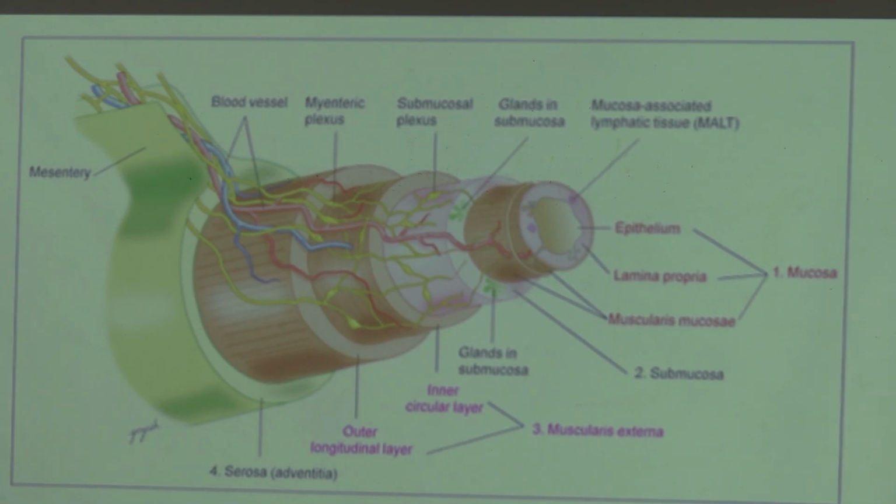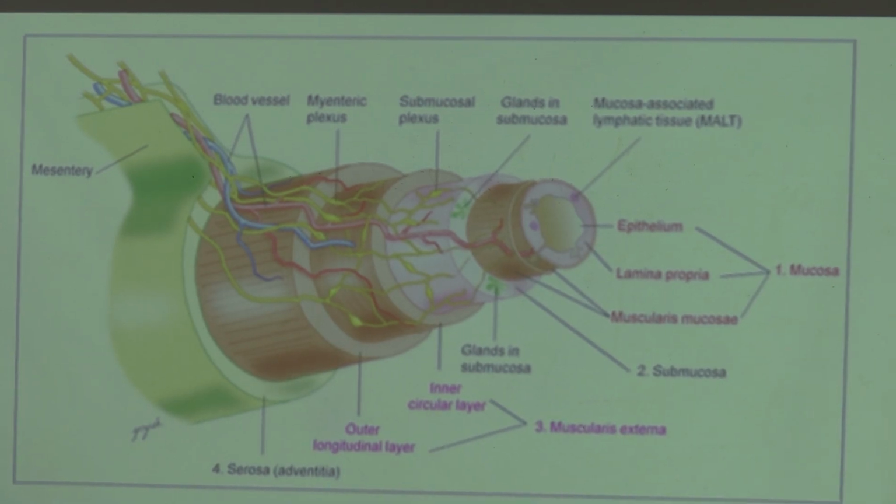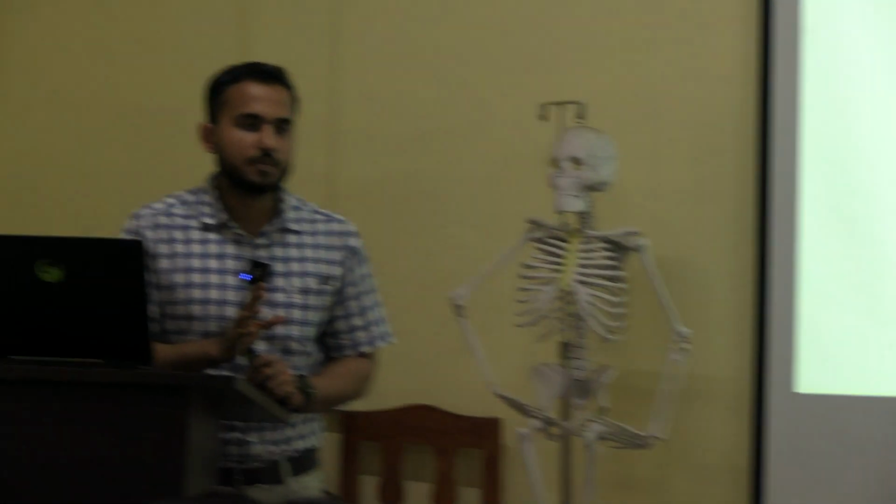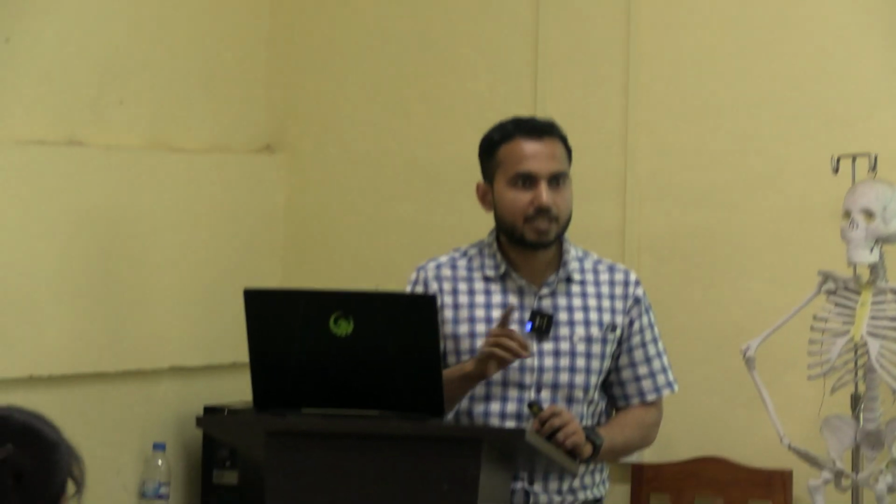But there is an exception. Can you tell me where is the exception? Think. In most of the GIT, lining epithelium is simple columnar epithelium. But in 2 areas, exceptions are there. Can you name any one area?